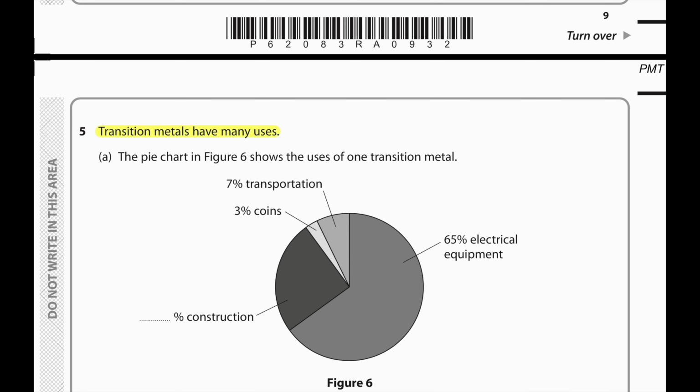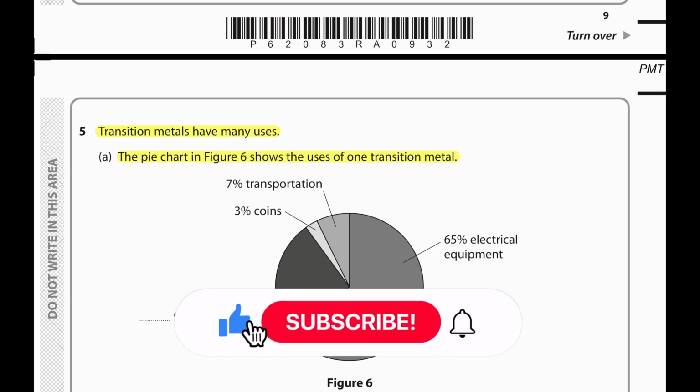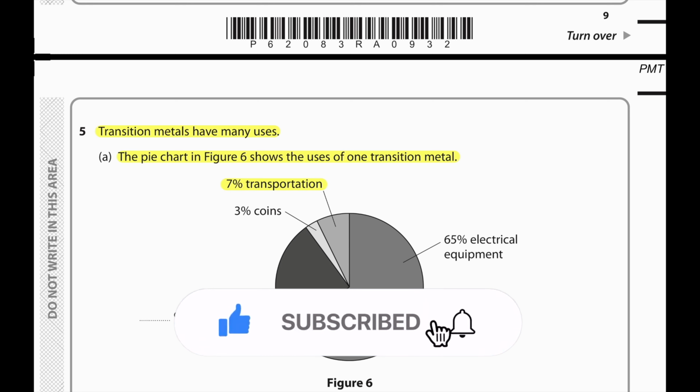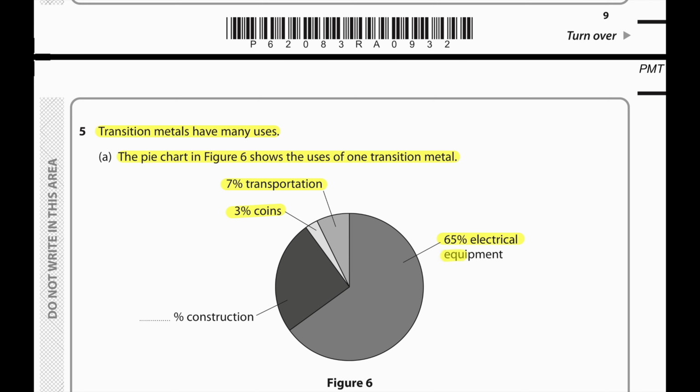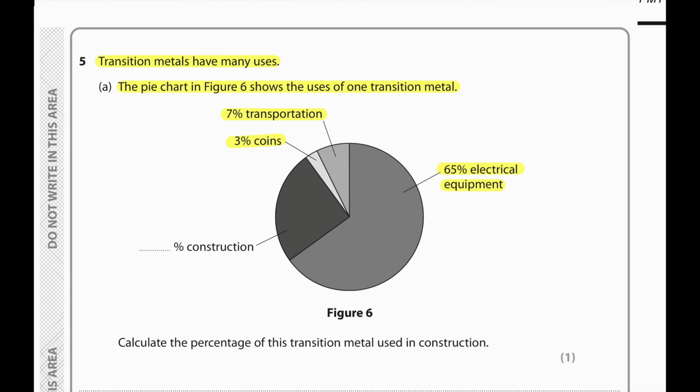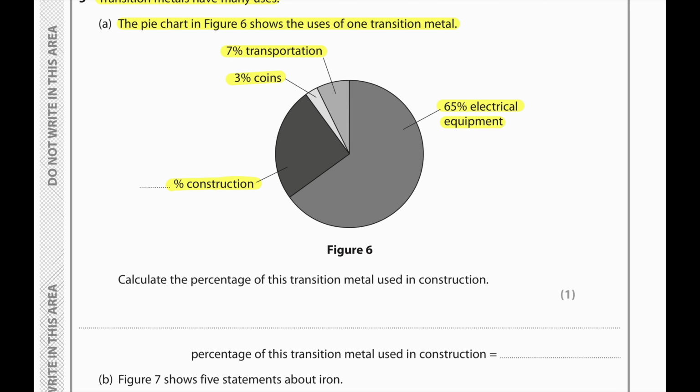Transition metals have many uses. The pie chart of figure 6 shows the uses of transition metals. 7% is used for transportation, 3% is used for coin making, 65% of the transition elements are used for electrical equipment making, and the remaining percentage is for construction. Calculate the percentage of this transition metal used in construction.